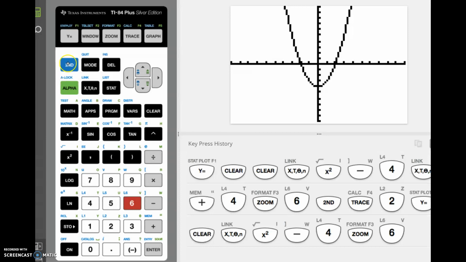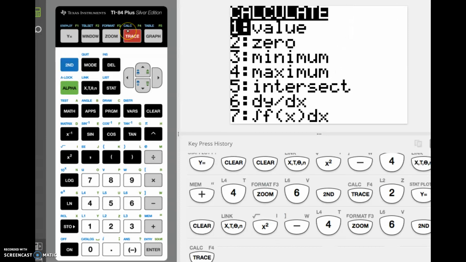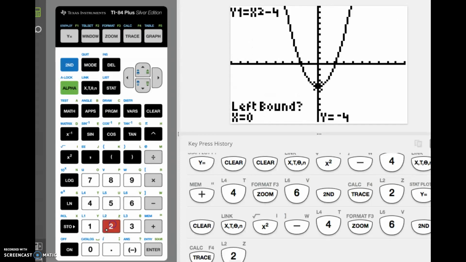So to get that to show up, I'm going to do second trace. That brings me to the calc menu. Option number 2 is zero. Zero is another term for x-intercept. So for this, it says left bound. I just need to move my cursor until it is to the left of the x-intercept I'm going to solve for first. So I'm going to look at the left x-intercept here first.